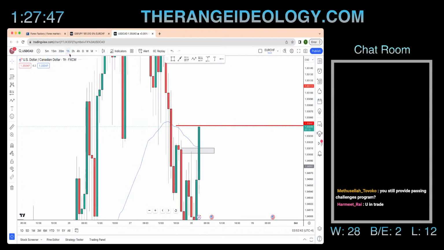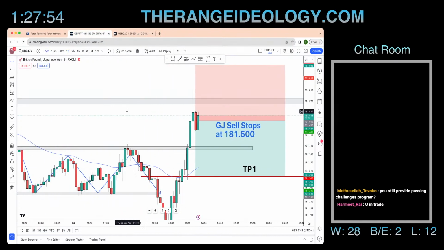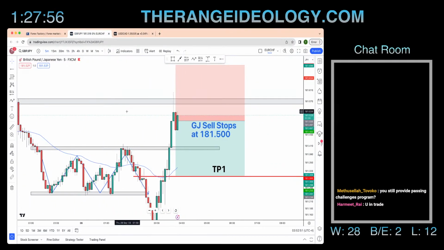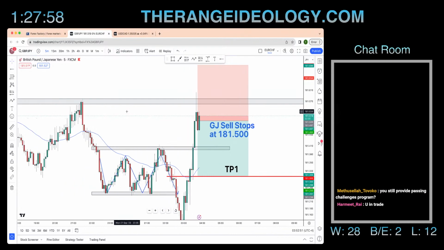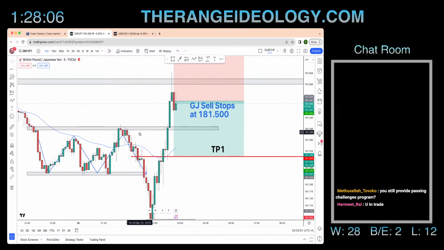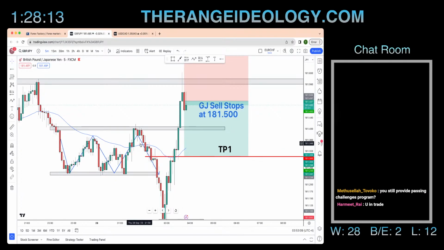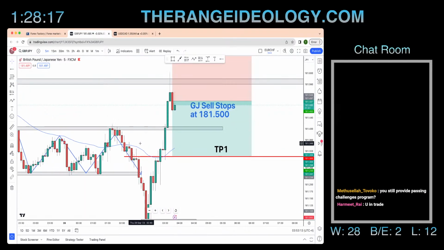All right, yeah, as expected, USD CAD continuing to push up. And we still have 8 minutes left, so it could retrace right back down. But GJ looking to see a bearish push here to close off the hour and to secure hopefully a lot of pips. Let's see. All right, here comes GJ. Right into profit. Let's see.